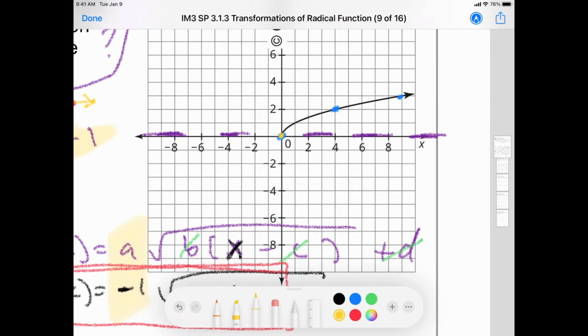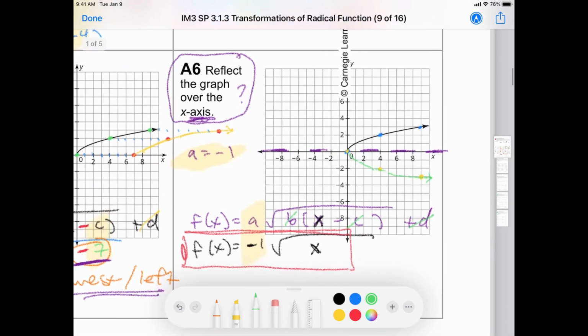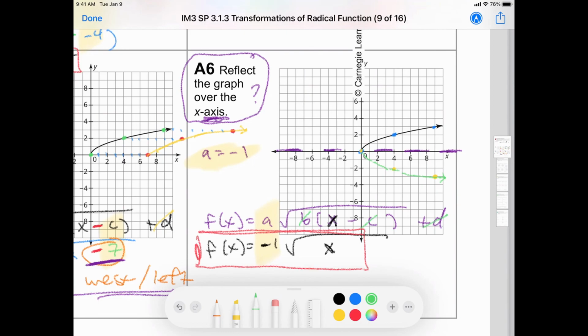Well, (0, 0) is the same. Instead of (4, 2), this is going to be (4, -2). Instead of (9, 3), this is going to be (9, -3). Okay, so here is my new graph. Just in case you wanted to do this problem, the green is the answer of our graph. If you ever wanted to do that by coordinates, you would just essentially do (0, 0), (4, 2), (9, 3).